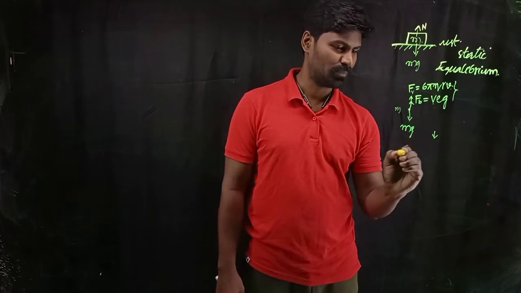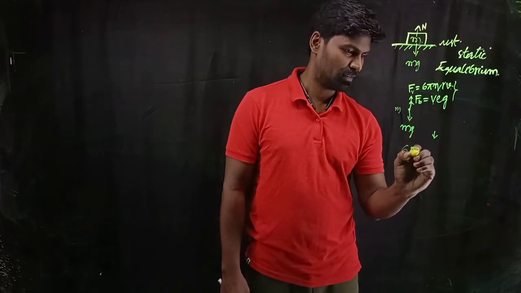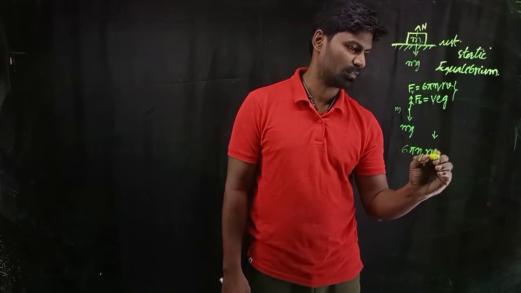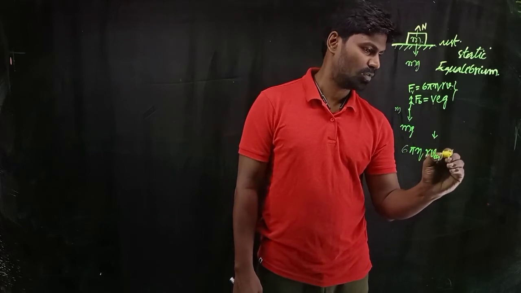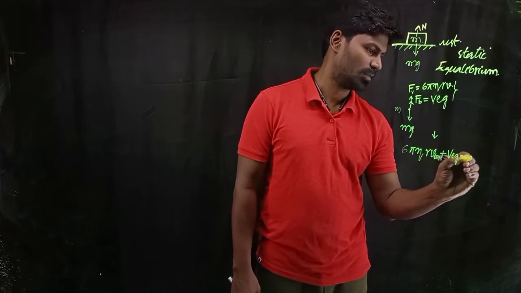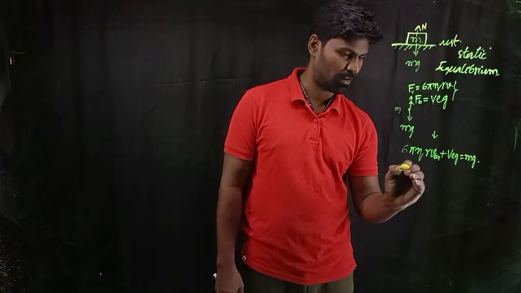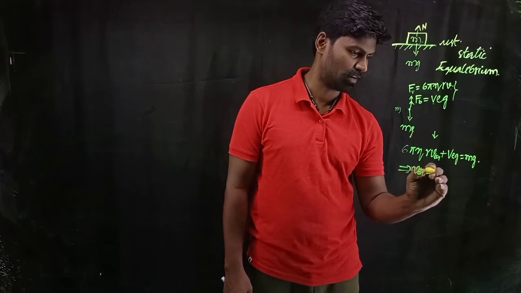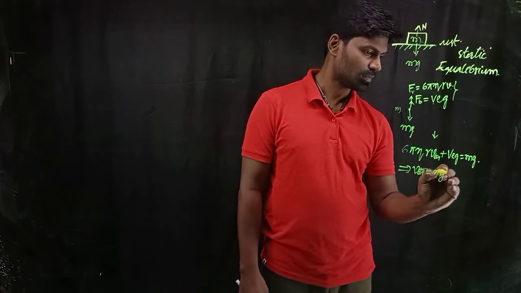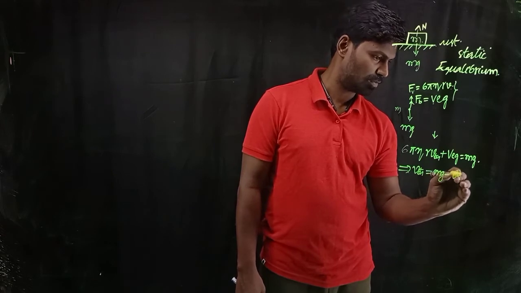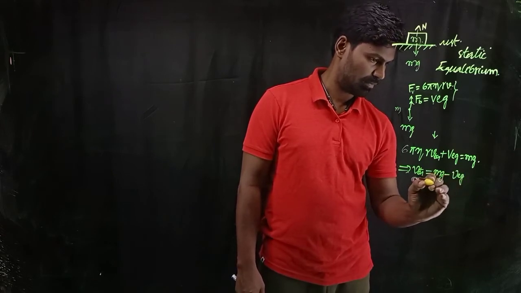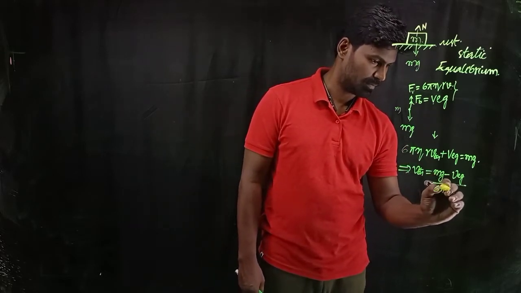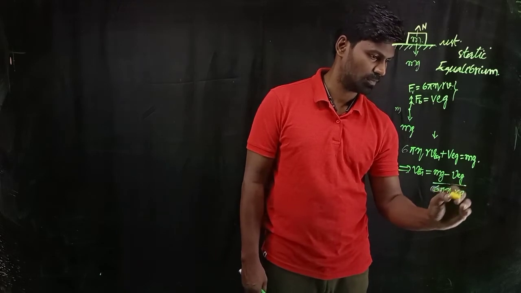In that case, what can you write? 6 pi eta r v terminal, I am calling it v terminal, plus V rho g is equal to mg. Through this, we can write down the expression for terminal velocity. v terminal is equal to mg minus V rho g, divided by 6 pi eta r.